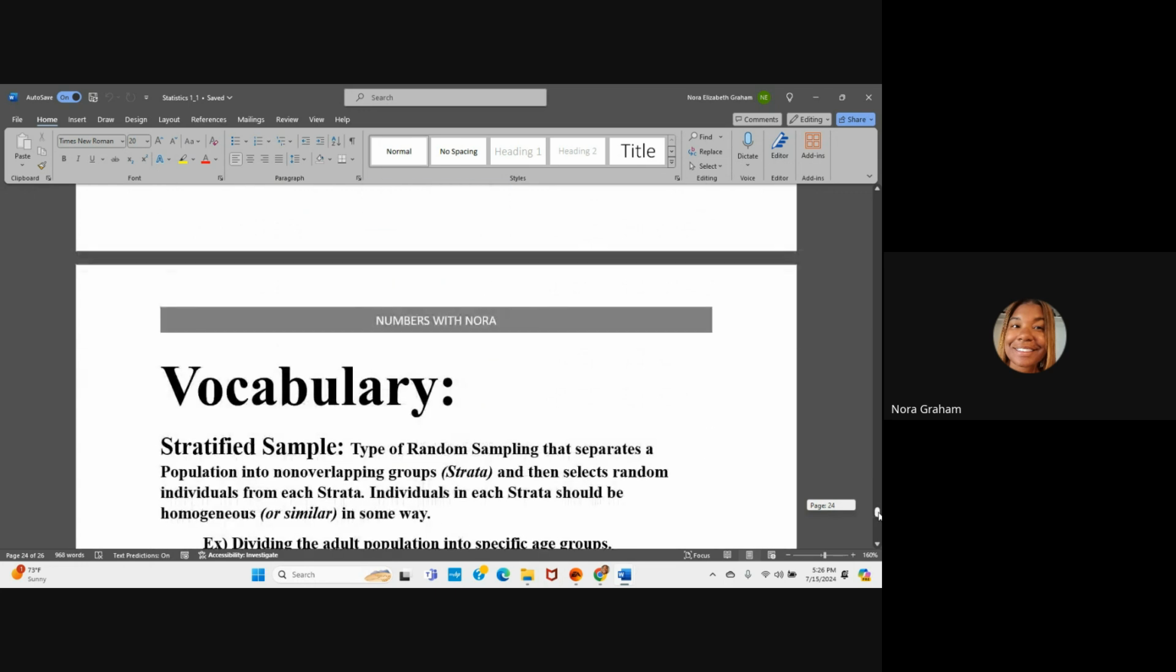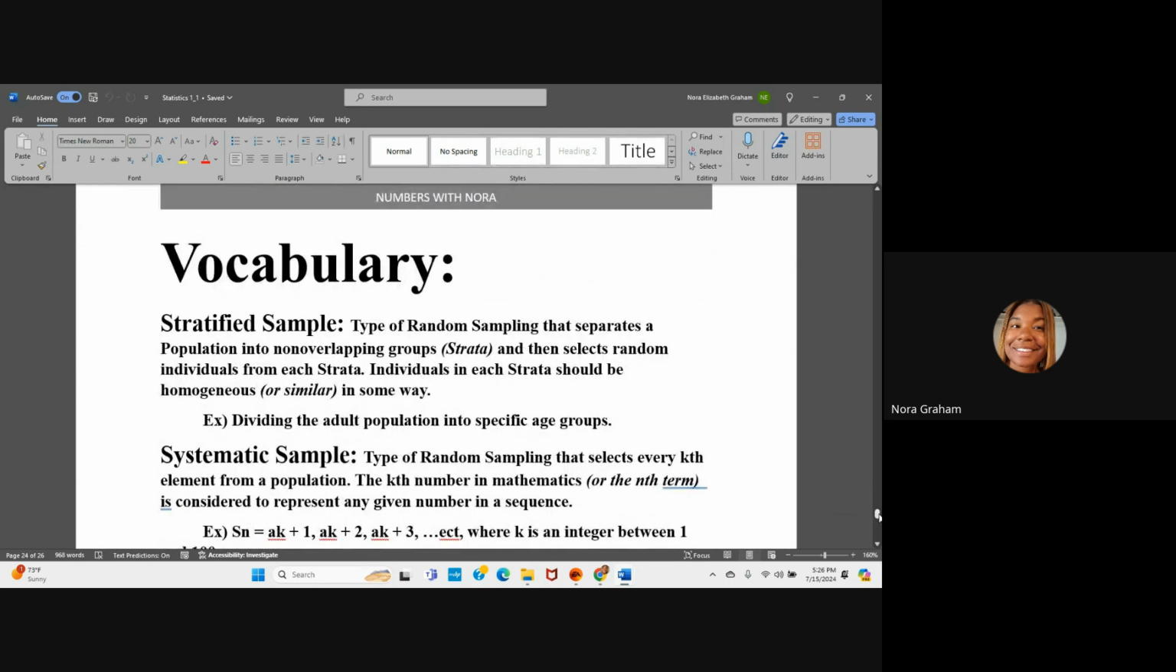The first thing we're going to go over is the vocabulary in section 1.4. Like I said, in all mathematics, vocabulary is very important, especially in statistics. So the first vocabulary word that comes up in 1.4 is stratified sampling.